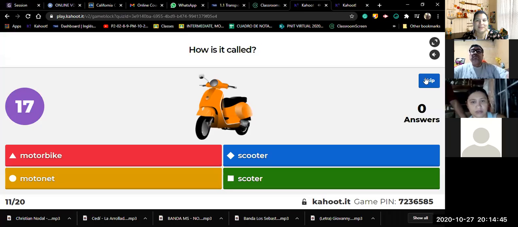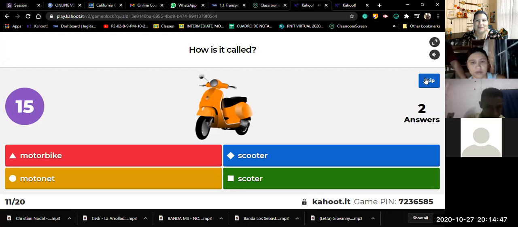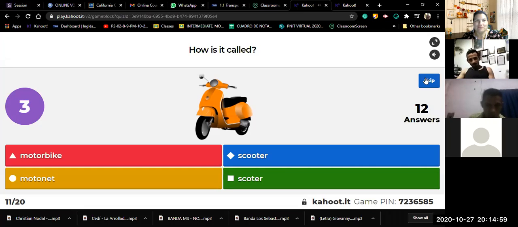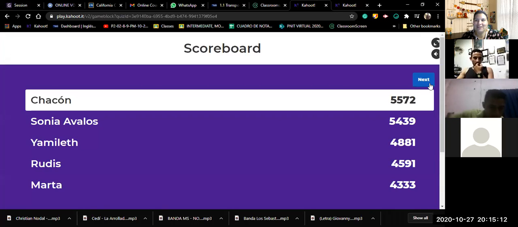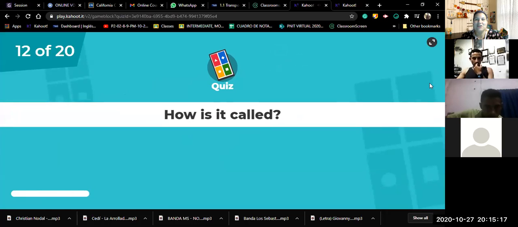What is this? Scooter. Scooter. Excellent. Yes, fantastic. Fantastic, guys. It's a scooter, or what we call a Vespa here, right? A scooter. The Vespa is the brand, la marca. But yeah, very good. Good job. Okay, let's go with our next one.